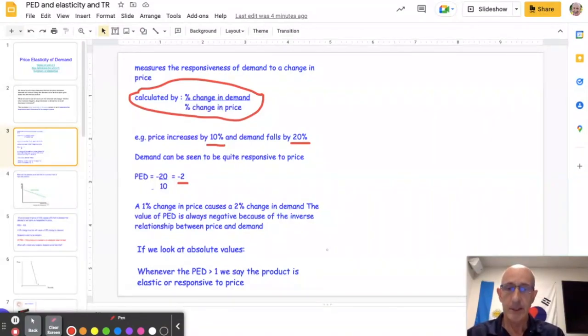It tells us the extent to which the demand has responded to the change in price. So whenever PED is greater than 1, we say the product is elastic, it's responsive. It means for every 1% change in price, there's been a 2% change in demand. So if PED is calculated as 5, then a 1% change in price leads to a 5% change in demand. It's even more elastic, even more responsive.